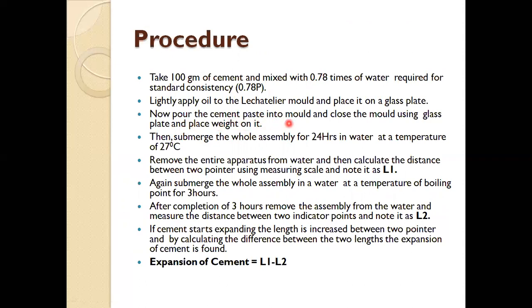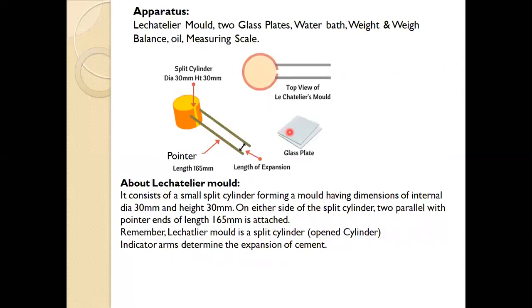Then after cement paste is filled into the mold and it is closed with the glass plate, place some weight on it. So after placing the glass plate at the bottom and placing the cement paste in the cylinder and one glass plate on the top, we have to place some small weight on the top glass so that it will remain in place.